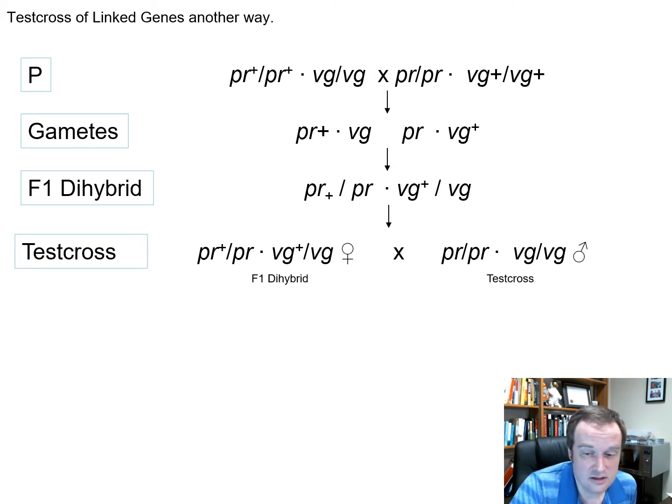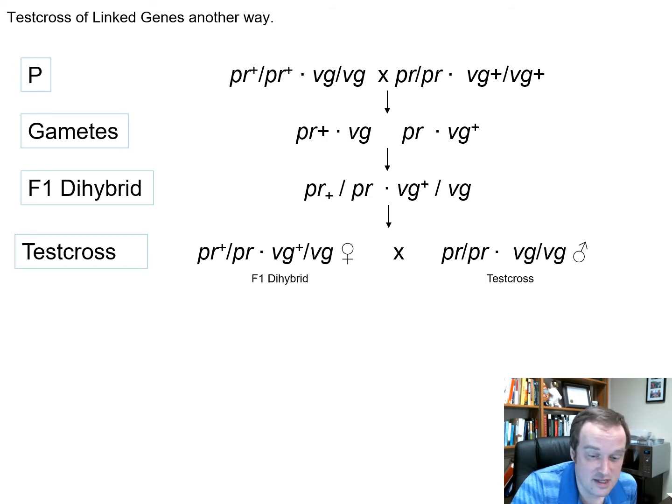So let's look at this another way. In our last example, we had the mutant and the wild type both coming from the same parent. But here we have the mutant and the wild type that are a mixture, right? So for the mutant VG is on one parent and the mutant PR is on the other parent.